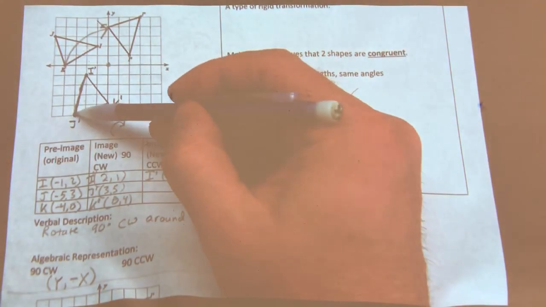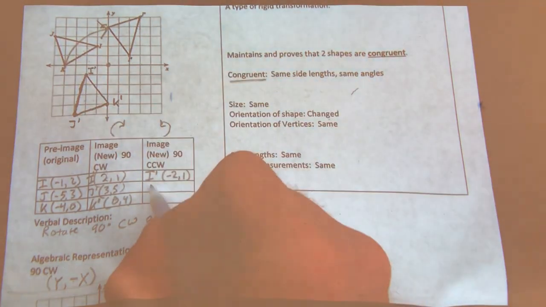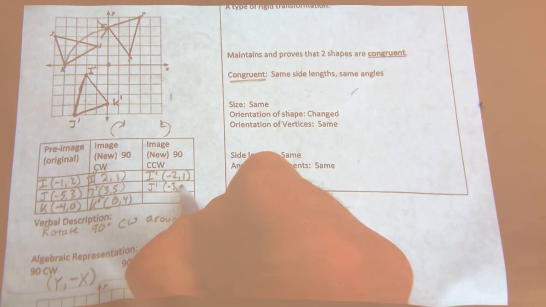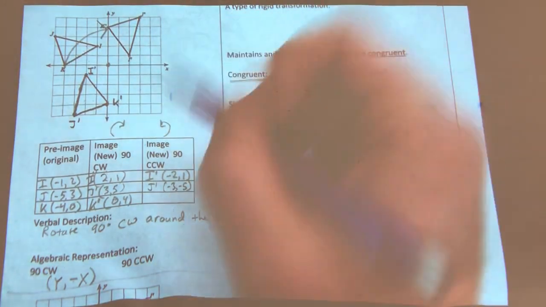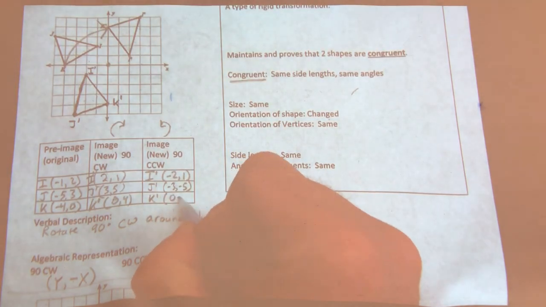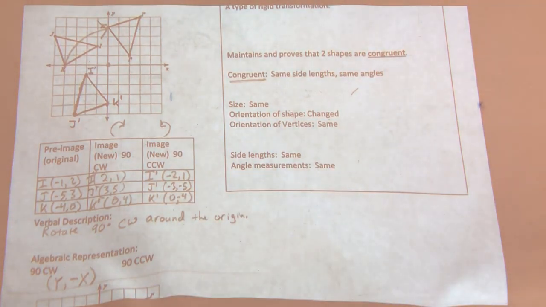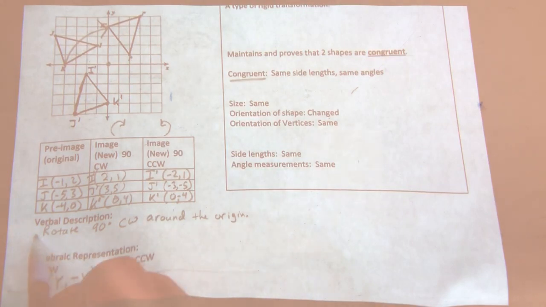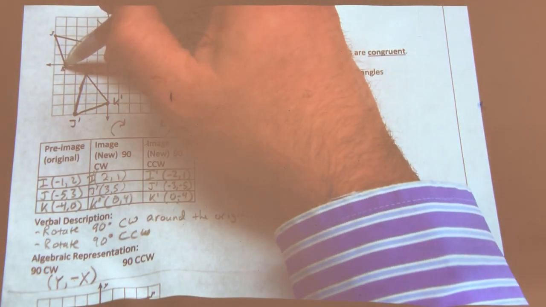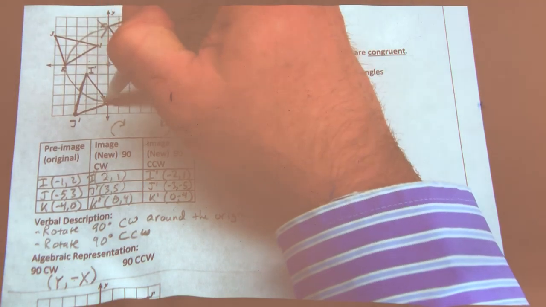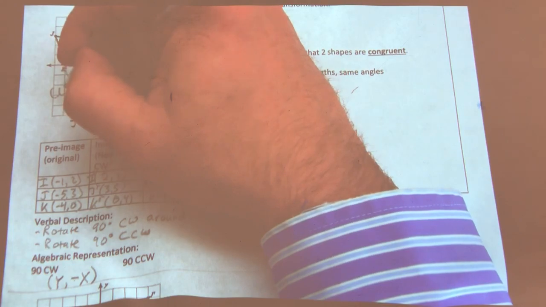And J prime is -3, -5. And K prime is 0, -4. And this one would be a rotation, or to rotate 90 degrees counterclockwise. So that's this turn. So now we're showing this turn here. So this was clockwise, and this is counterclockwise.